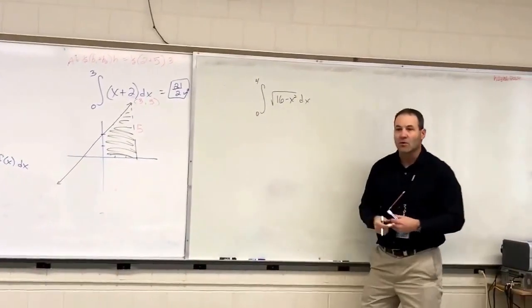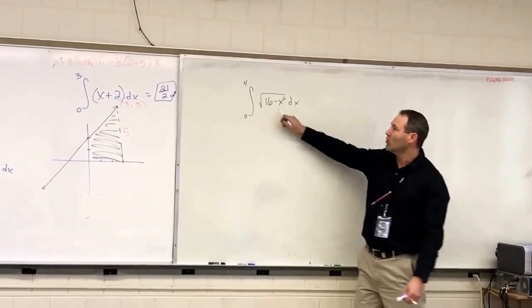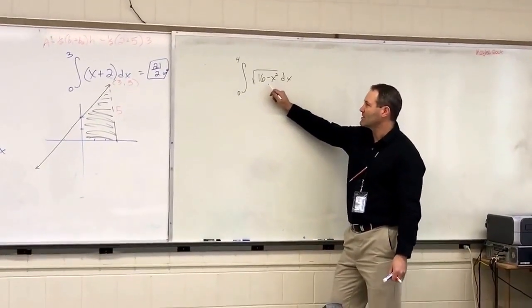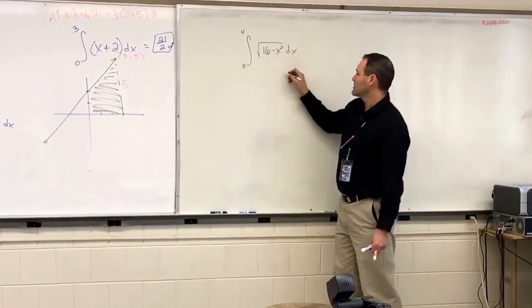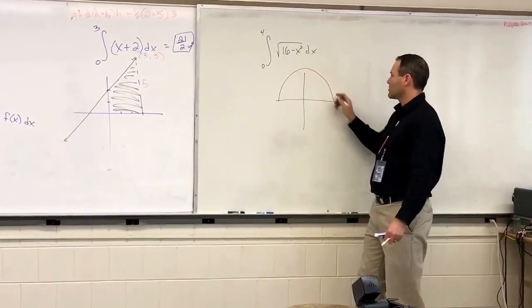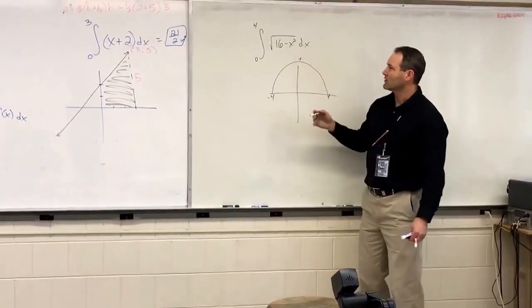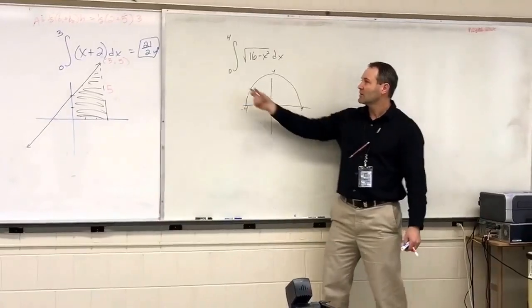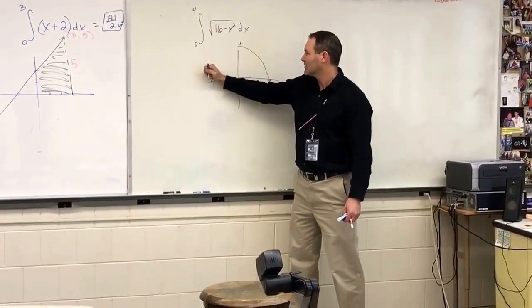We can do that, because I know what shape that is. It's a circle, a half circle. It's a semicircle, right? Specifically, this has a radius of 4, but we're only interested in how much of it, from 0 to 4. It's a quarter circle.